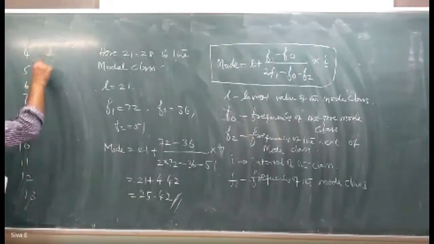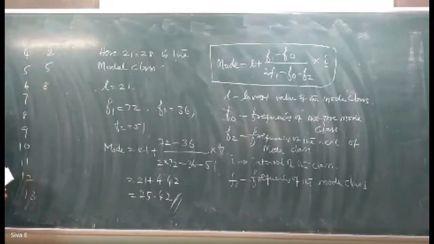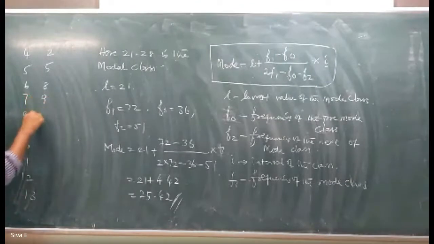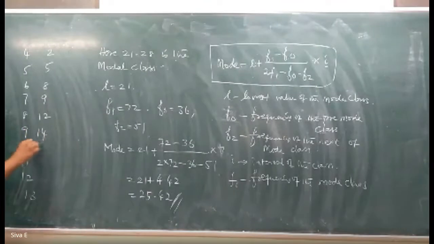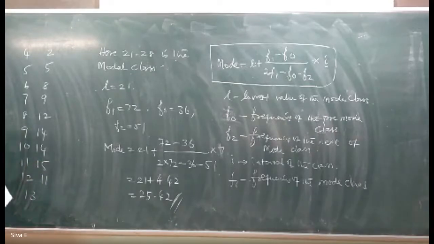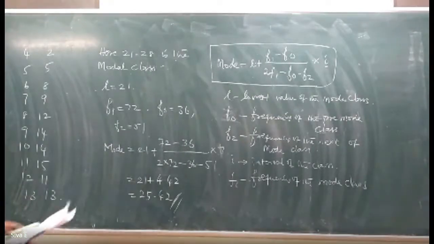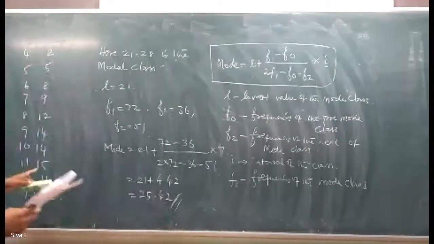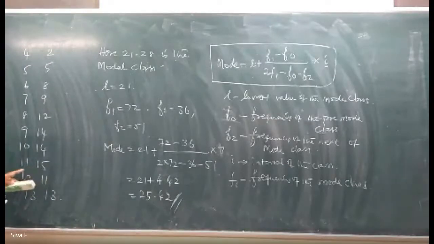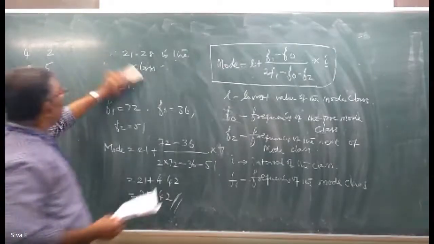2, 5, 8, 9, 12, 14, 14, 15, 11, 13. See, directly you can say that 15 is the mode, but one more method to calculate the mode exists.